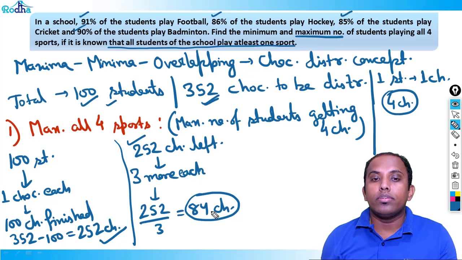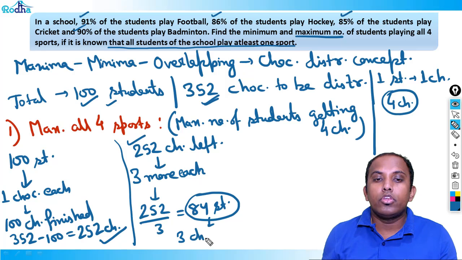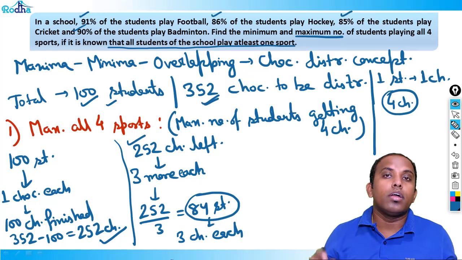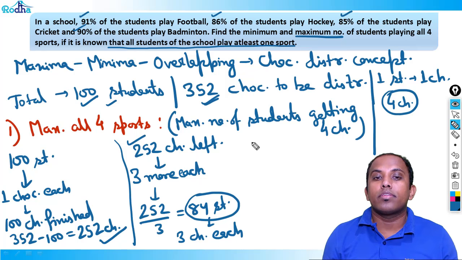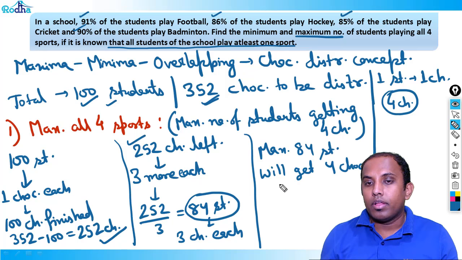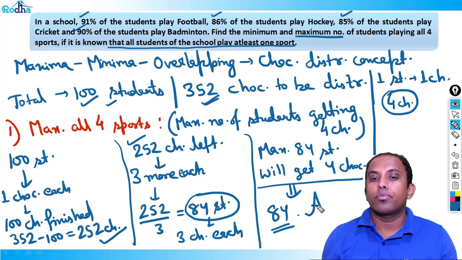So to 84 students I can give 3 chocolates each. That's it. Already all had 1 chocolate, then I'm giving 3 more, so that becomes 4 chocolates. That means a maximum of 84 students will get 4 chocolates. Our answer for this question is 84.